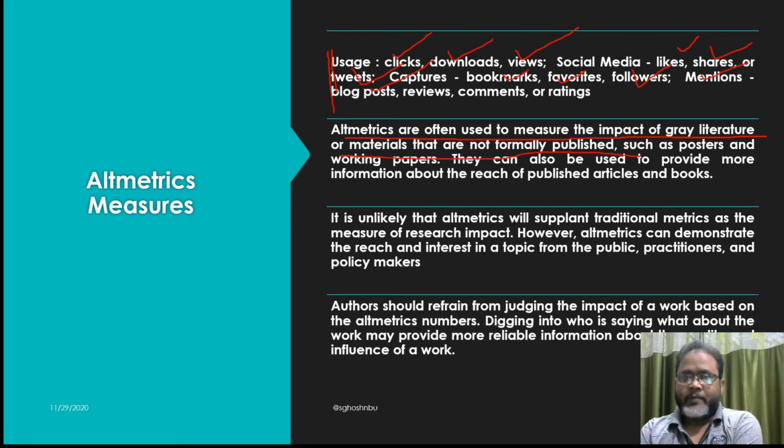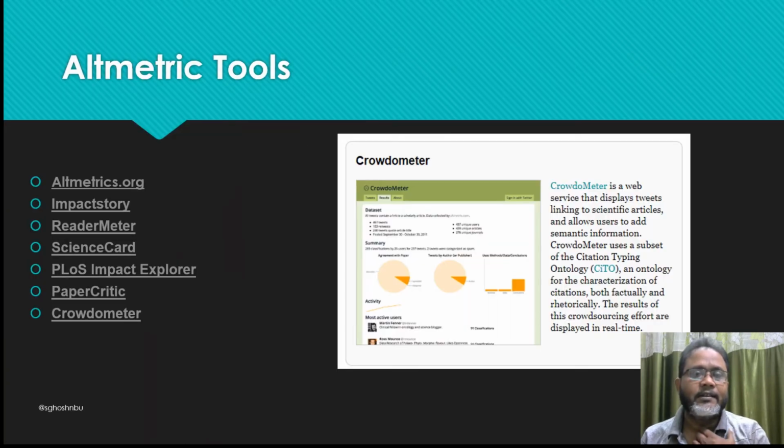They can also be used to provide more information about published research articles and books. Authors should refrain from judging the impact of the work based on the altmetric numbers; digging into what people are saying about the work may provide more reliable information. And there are different altmetric tools available. If you check these tools: altmetric.org, ImpactStory, Readermeter, ScienceCard, PLOS Impact Explorer, Paper Critic, Crowdmeter. In the subsequent slides you'll be getting these.